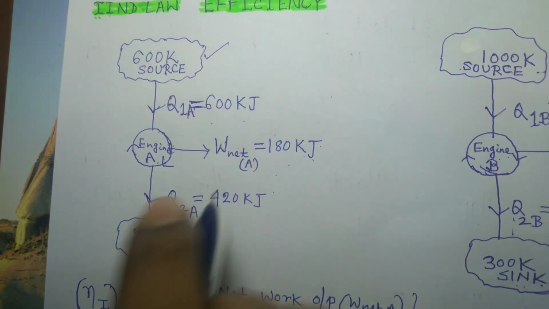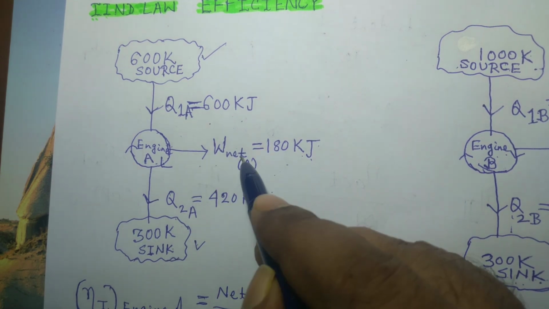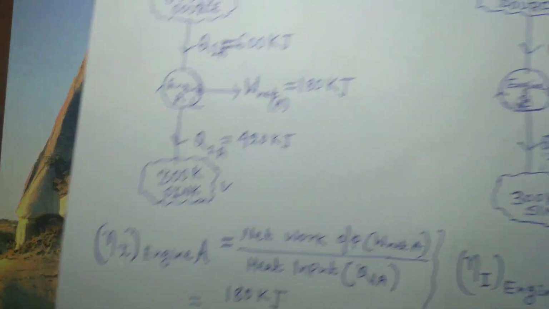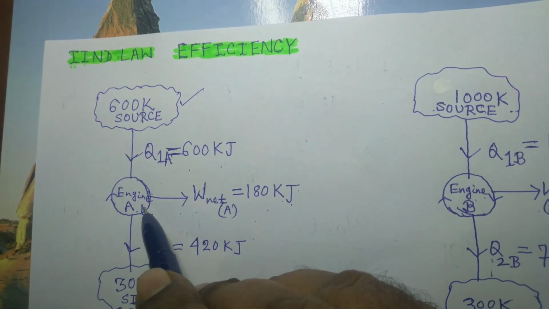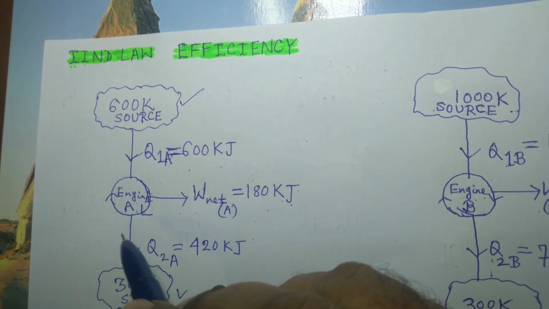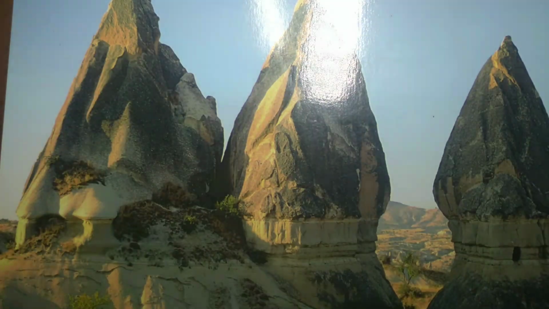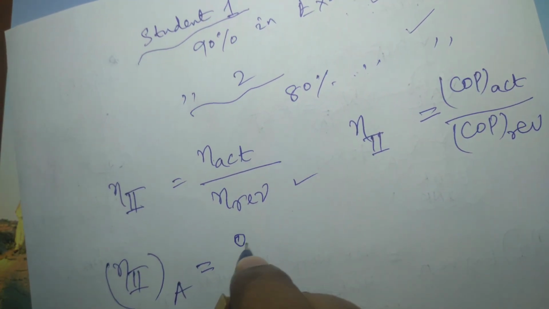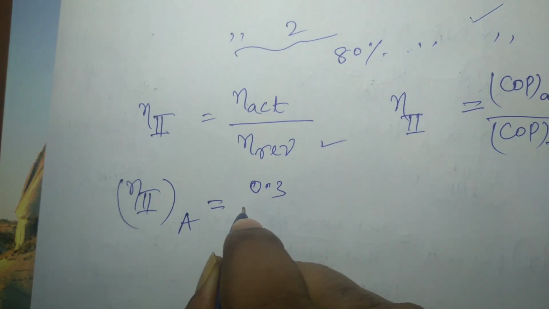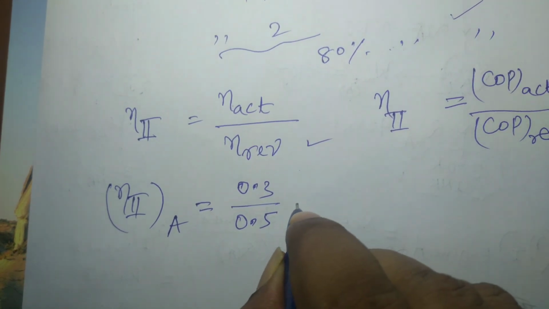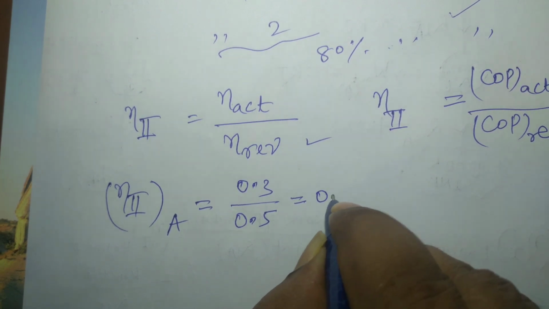So if you want to calculate the second law efficiency of this particular example, the second law efficiency of this engine A would be: actual efficiency of engine A is 30%, but its potential is 50%. That means if engine A works in a reversible manner, then its efficiency would be 50%. So second law efficiency of engine A will be 0.3 divided by 0.5. So this is equal to 0.6.